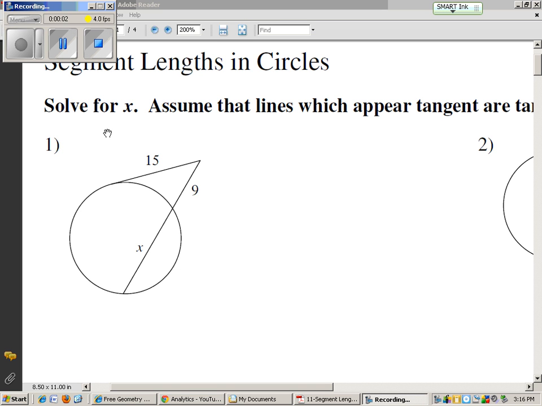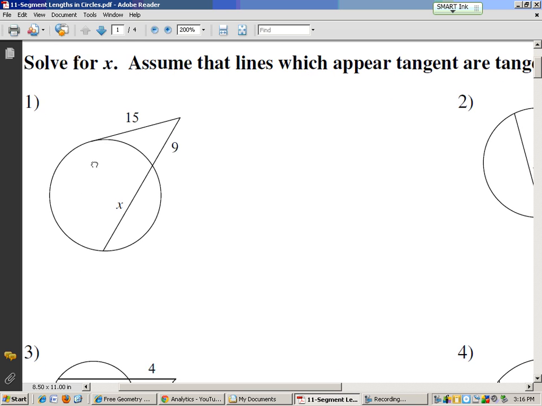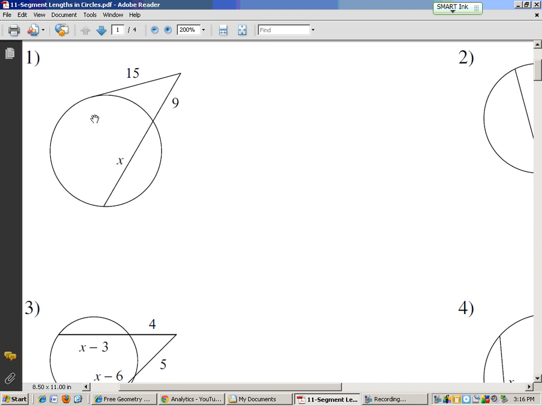Okay, this is the segment links and circles packet. And so we are going to use two different formulas, if you will, today. So if we're dealing with secants and/or tangents, these things will intersect outside the circle. I mean, if they're secants and they intersect inside the circle, we can just consider them chords.